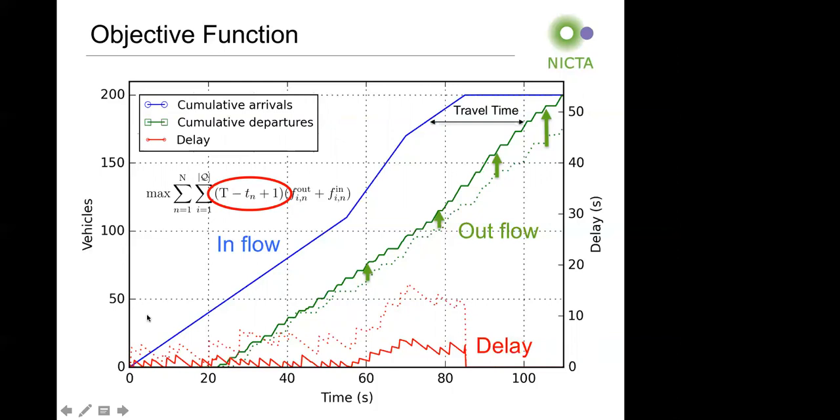So here we're looking at cumulative arrival and departure curves for the network. The green is the outflow from the network and the blue is the inflow. And this objective function has the effect of maximizing these curves, pushing them up as early as possible. And because the horizontal difference between the inflow curve and the outflow curve is the travel time for each vehicle arriving in the network, this is the same effect as minimizing delay, which is shown in red along the bottom.